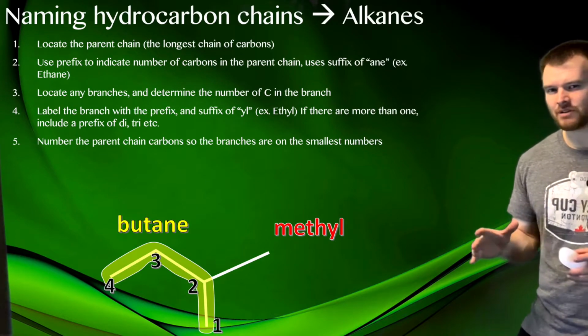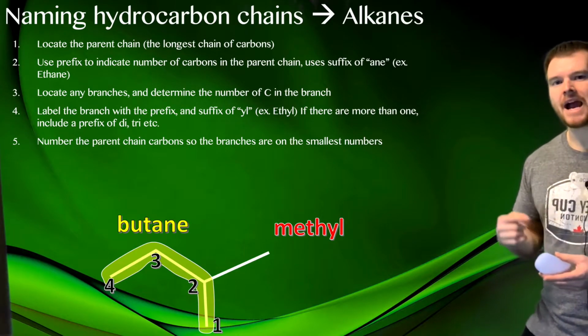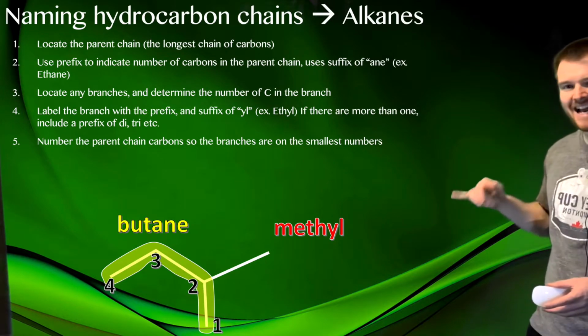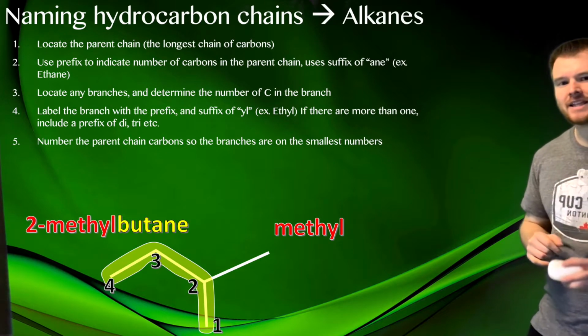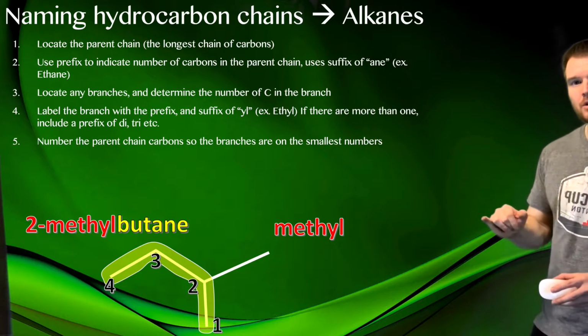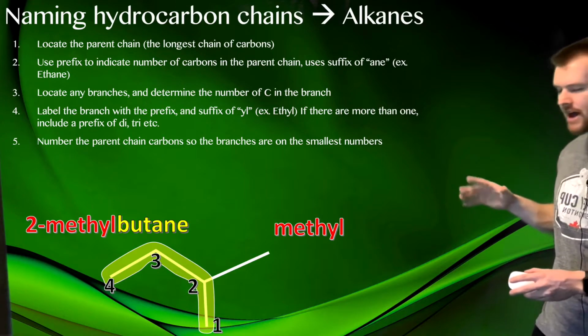So now it's time to put those pieces together. I have a parent chain of butane, and then I have methyl on the 2nd carbon. So how I'm going to write this is I'm going to write 2 for the carbon it's on, methyl butane, and that'll be the name of that chemical.